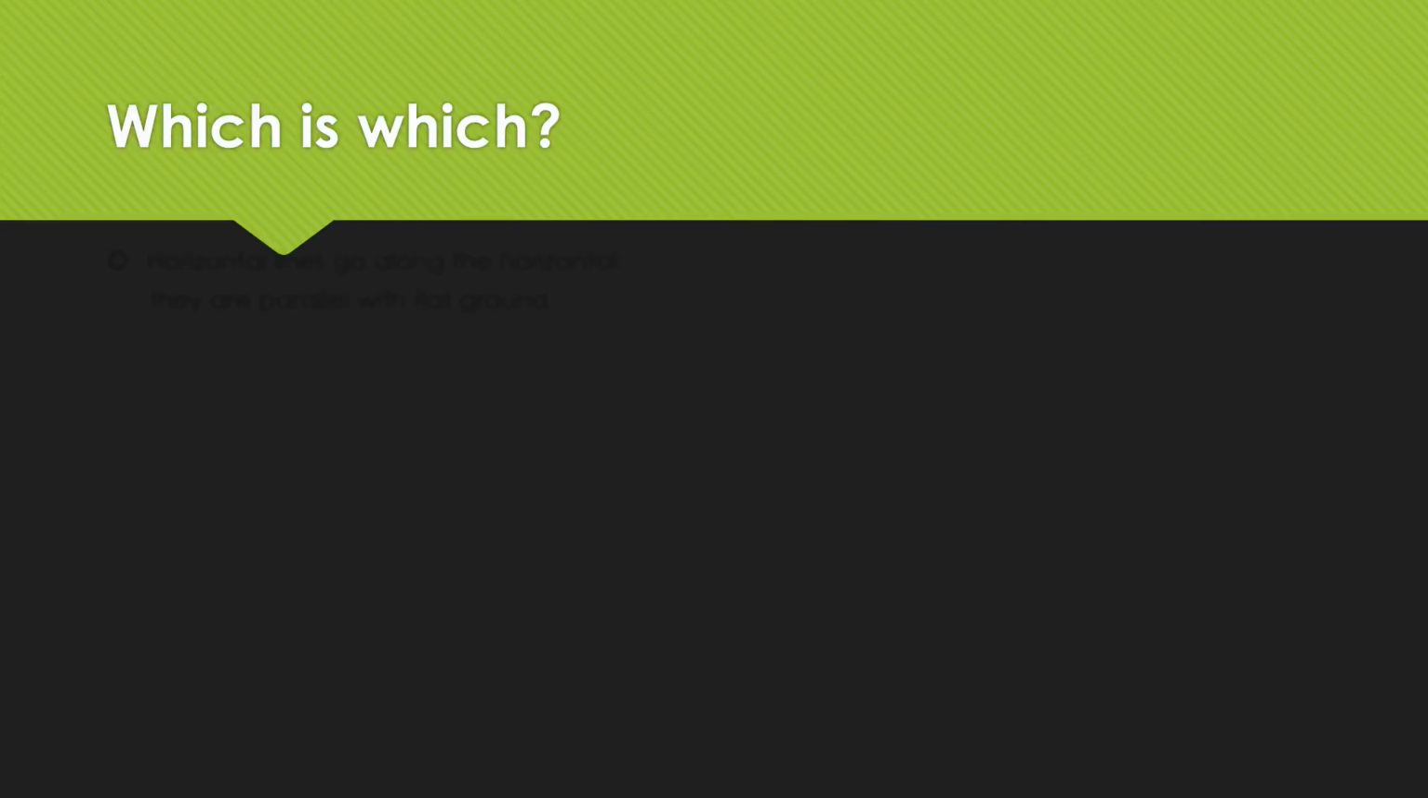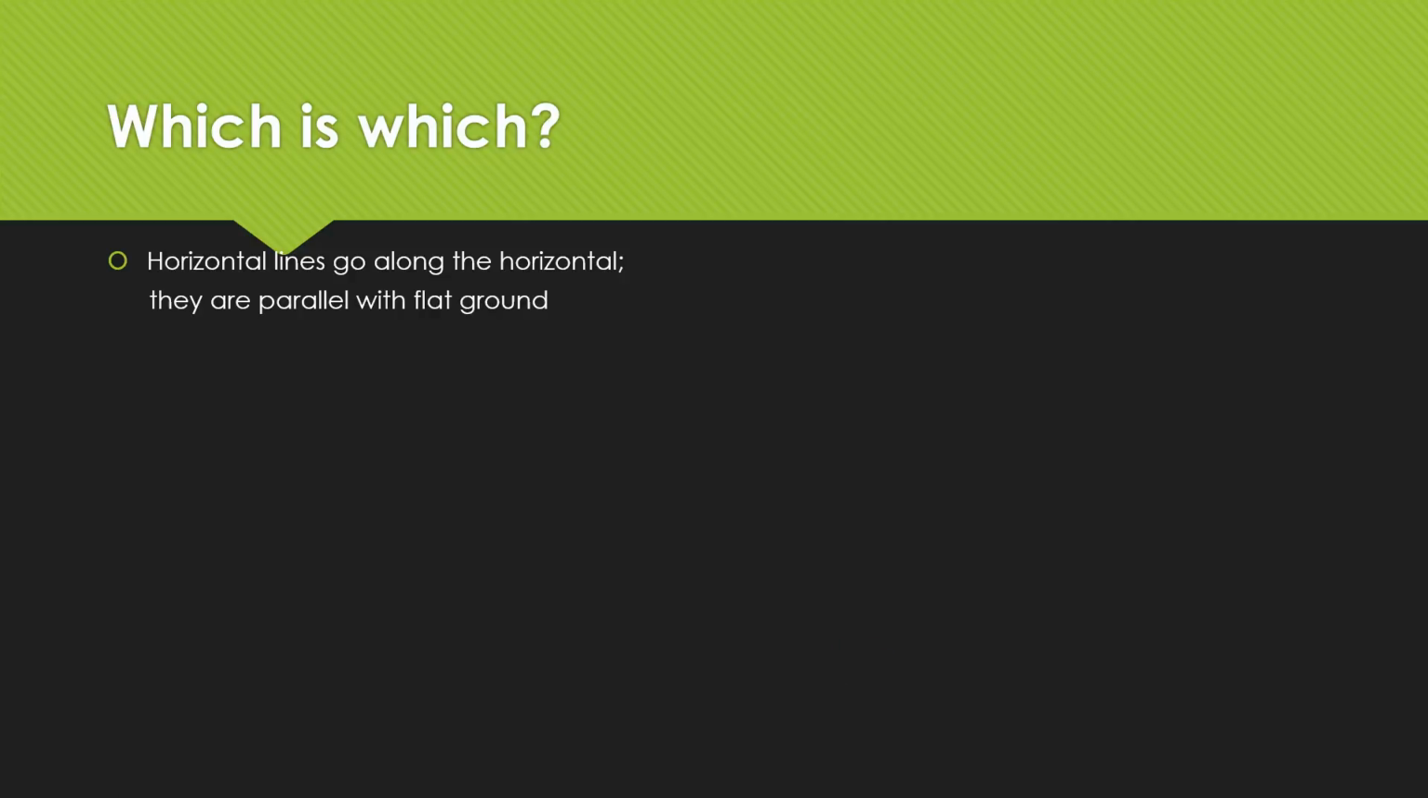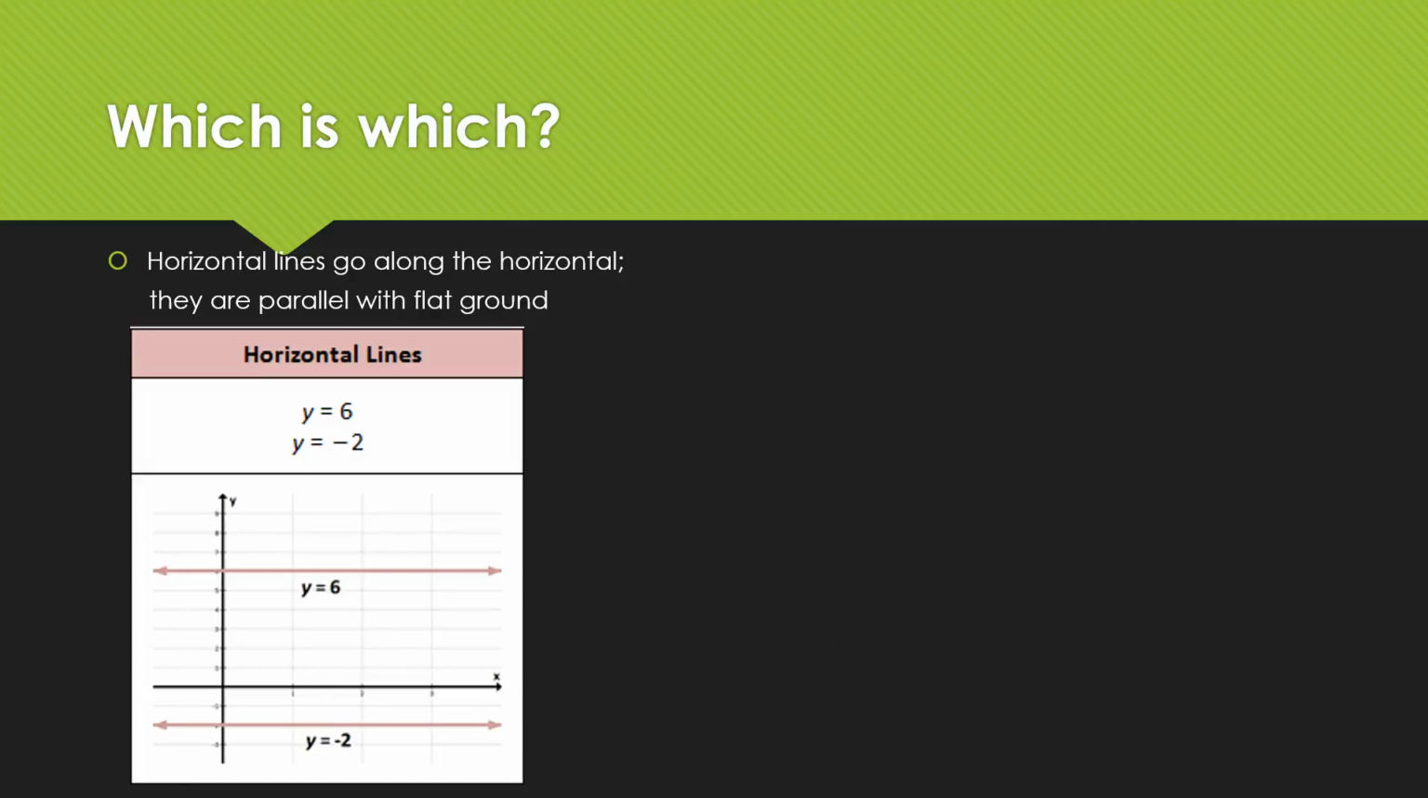So first of all, let's make sure we're on the same page with what is vertical and what is horizontal. The way I remember it is that horizontal lines go along with the horizon. So if you're looking at the sun and you see the horizon out in the distance, that is the layout of a horizontal line. They are parallel with flat ground.